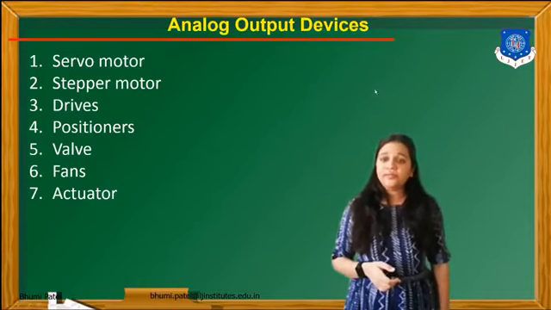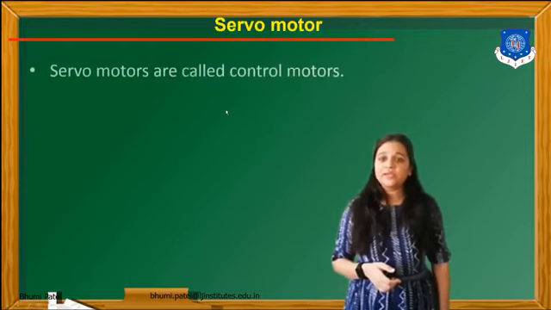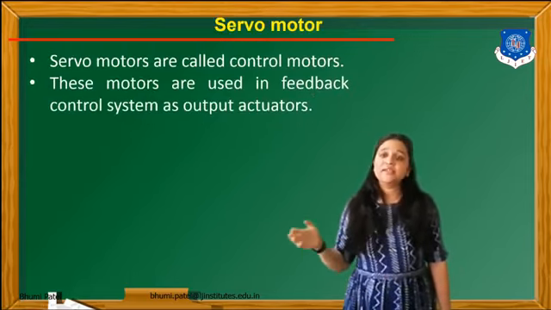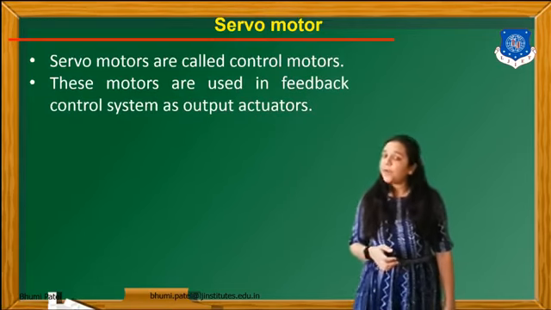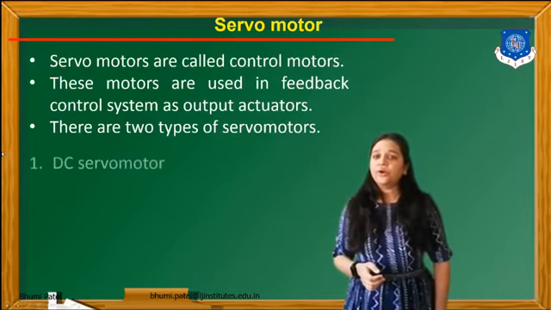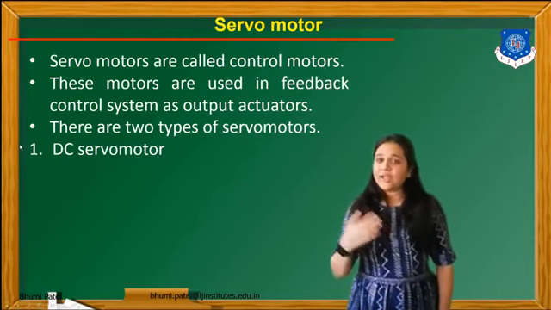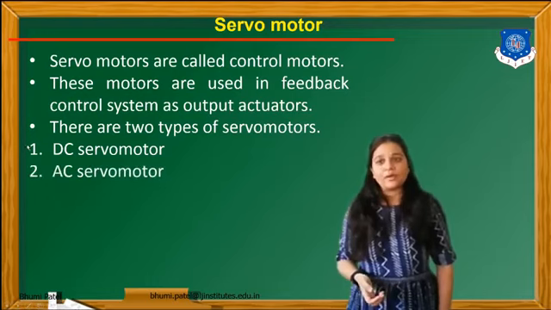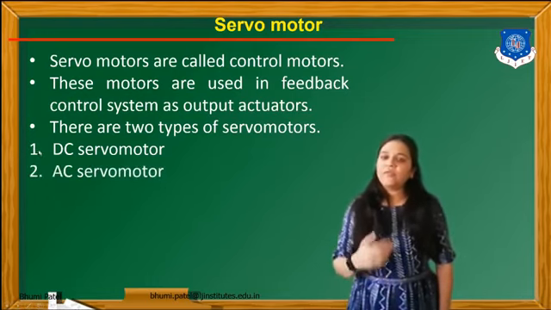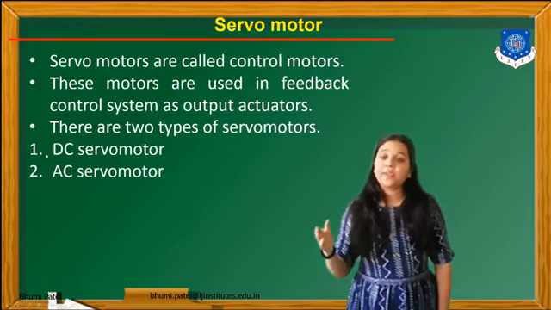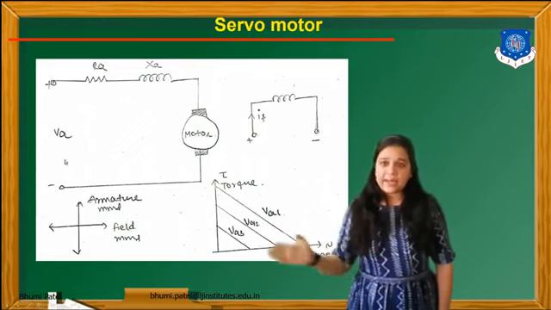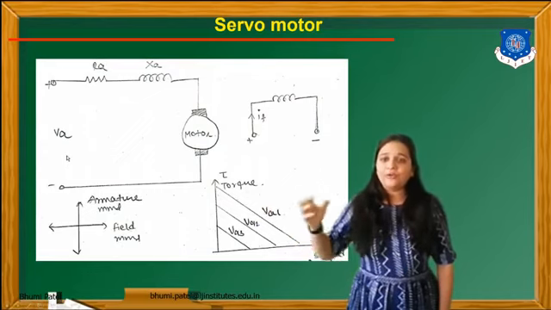So what is the actual diagram of the servo motor? Servo motors are called control motors. These motors are used in the feedback control system as the output actuators. Okay, so there are two types of servo motor, as you know, the DC servo motor and the AC servo motor. In the DC servo motor we can apply the DC voltage, and in the AC servo motor we can apply the AC voltage. So this is the actual servo motor diagram, where voltage is applied to the motor.